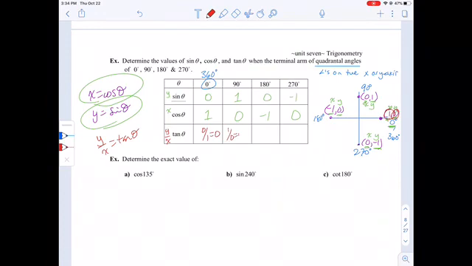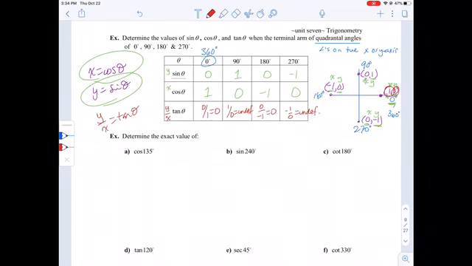At 90 degrees, that's 1 divided by 0, which is undefined. At 180 degrees, that's 0 divided by negative 1, which is 0. And at 270 degrees rather, that's negative 1 over 0, which is undefined.